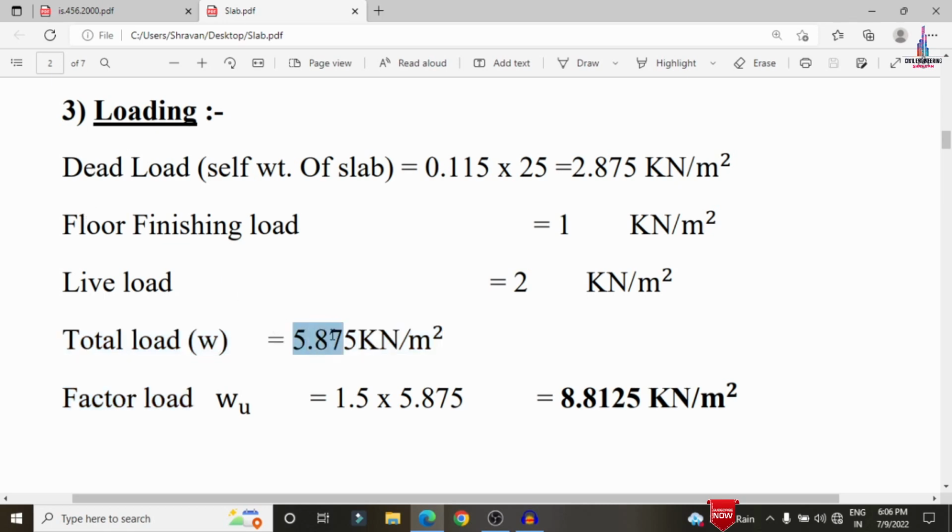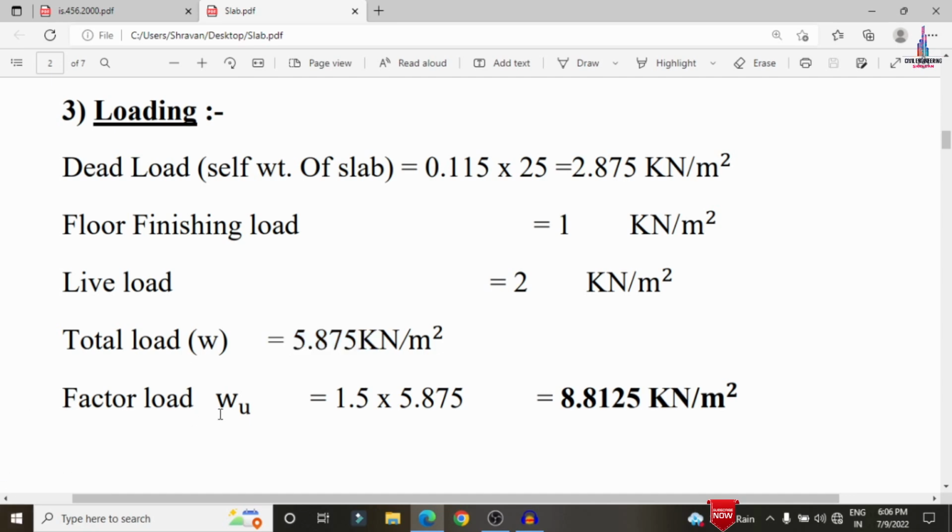So this comes under 5.875 kilonewton per meter square. Before calculating any reinforcement value for the slab section, we have to consider the factored load. Because of the safety of the structure, we consider an extra 50% of the load in the design section.